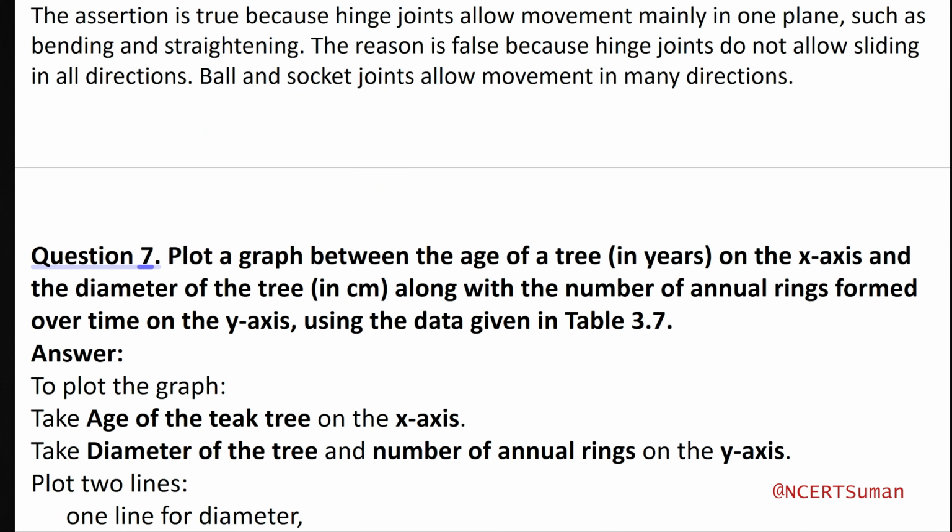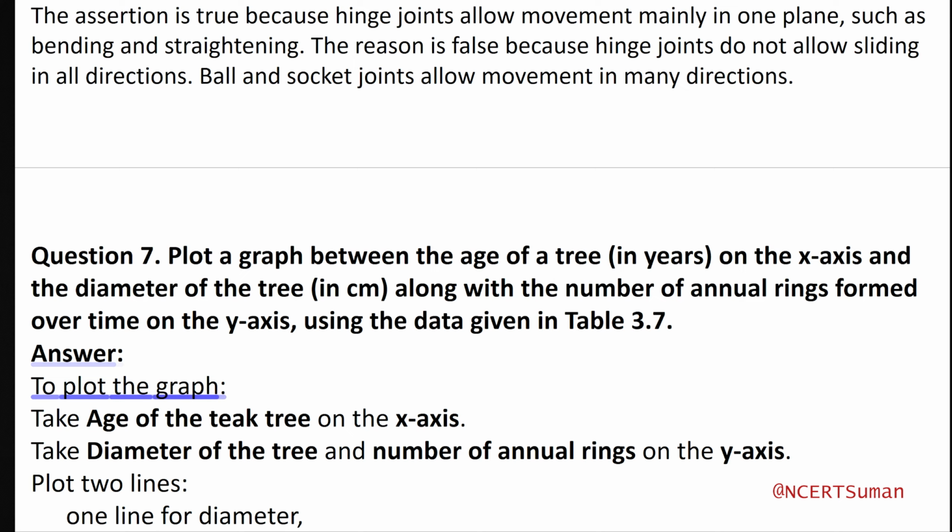Question 7. Plot a graph between the age of a tree, in years, on the x-axis and the diameter of the tree, in cm, along with the number of annual rings formed over time on the y-axis, using the data given in Table 3.7.